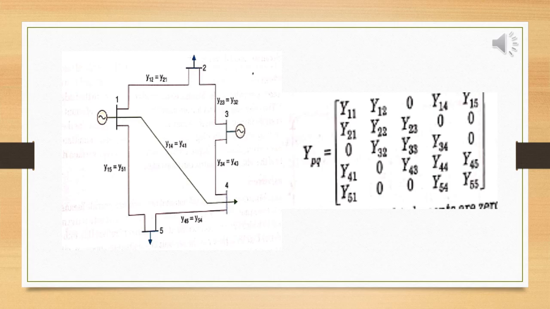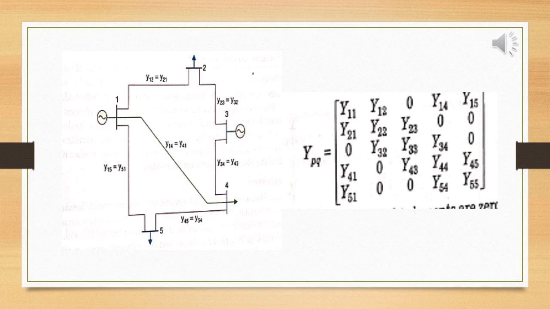Here I haven't given any values, just to give you an example of the advantage of Y bus or admittance matrix. So Y11 one element will be there, Y12 is there, Y13 it is 0, Y14, Y15 is there. Similarly 21, 22 is there, 23 is there, 24 is not connected. So 24 value is 0, 25 value is also 0.